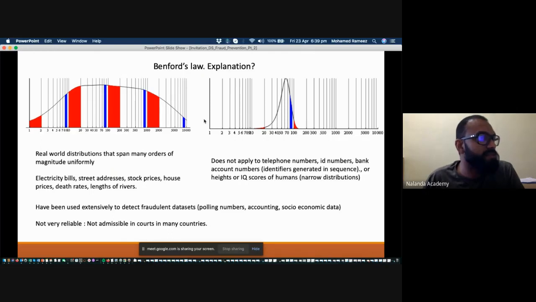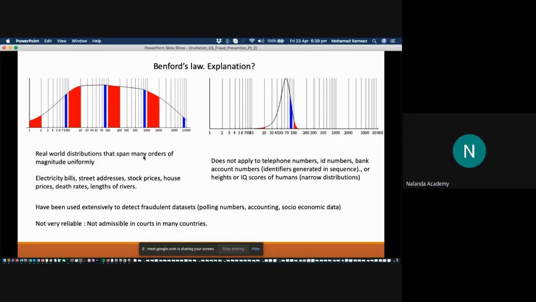This law has no mathematical proof. There is no simple logical argument. But a simple argument is this: if there are real world distributions that span many orders of magnitude uniformly, then you can see that the fraction of red, which is the fraction in which the first digit would be 1, is pretty uniform across many decades. And in such situations, Benford's law works quite well.